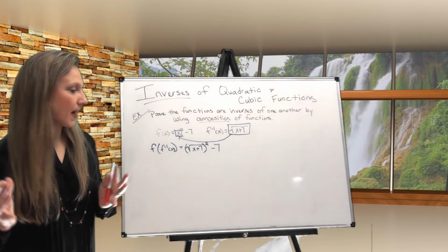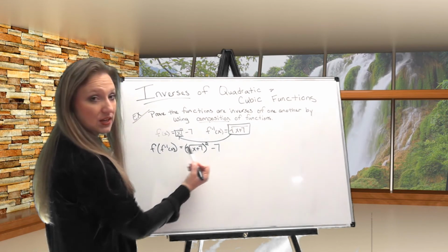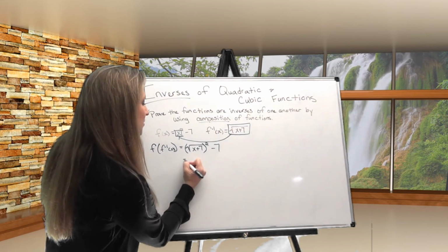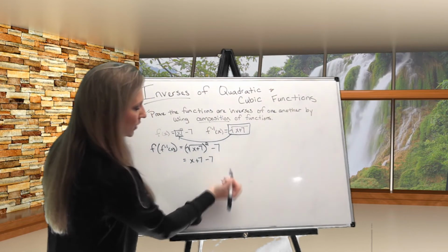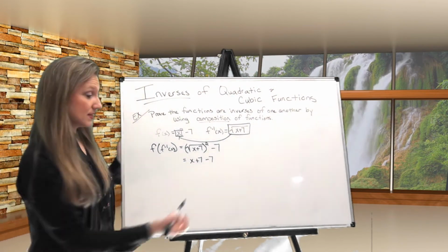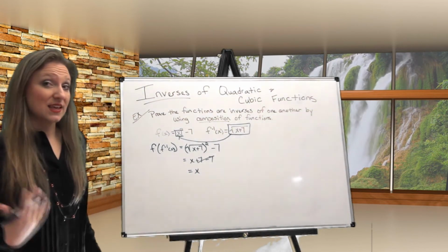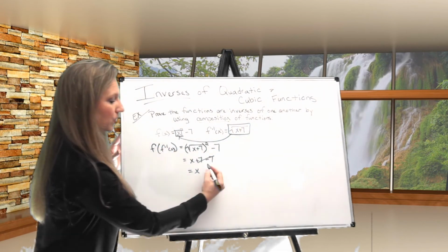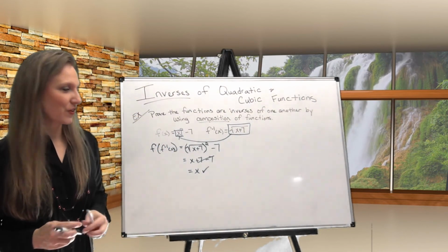Now I'm going to simplify it down. Notice when you square a square root, they cancel each other out. So I am left with x plus 7 and then bring down the minus 7. Well, 7 minus 7 is 0. So it equals x. If it equals x, which is what our input was, then you have proven that they are inverses of each other.